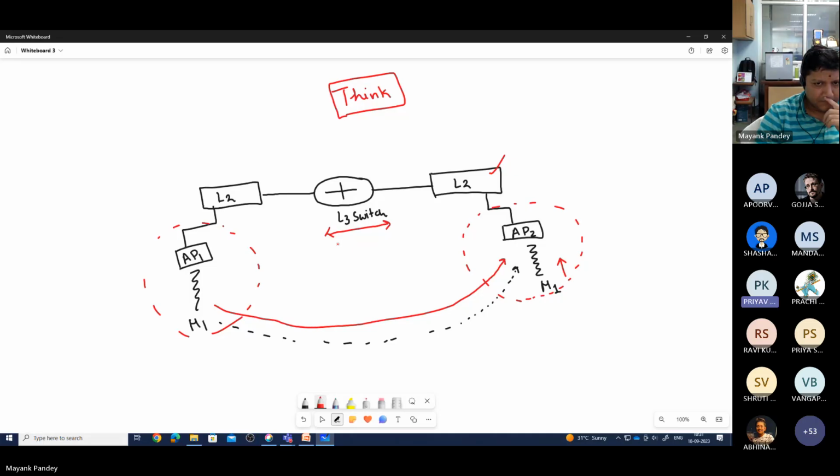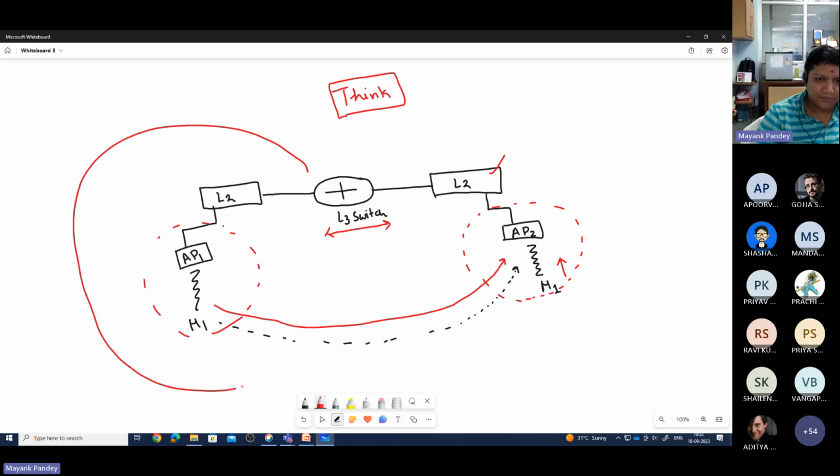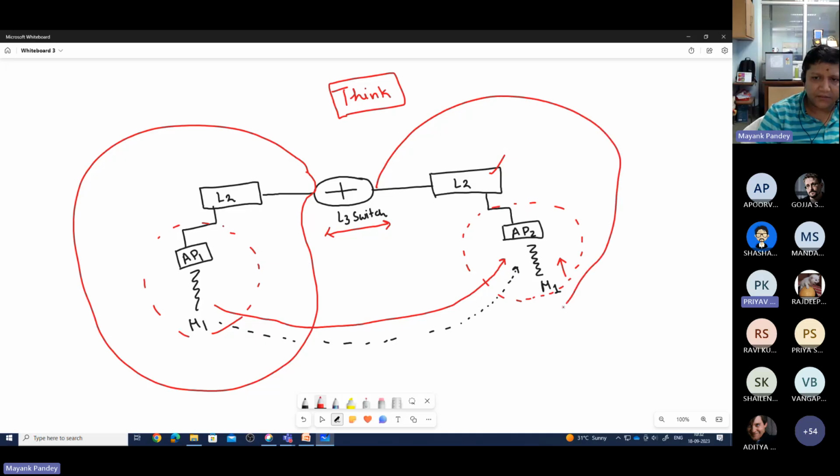M1 is now in the same local network, but the router will route it outside. What are you saying? This is another subnet, no? Yes, sir. So if M1 moves to this L2, it is another subnet. And that's why you need to connect different networks and then you require a layer 3 device. Yes, so this is another subnet.